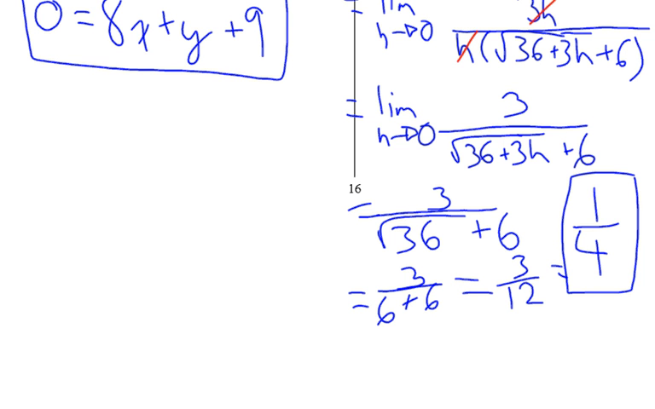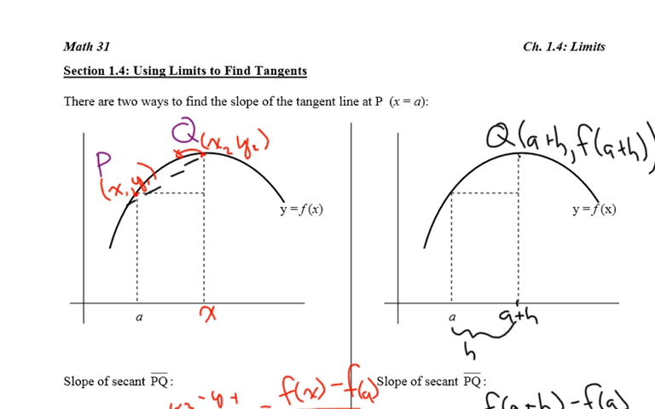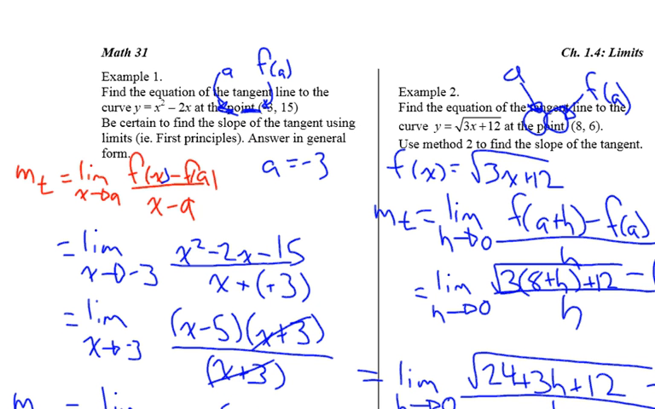Exactly, yeah. So in this case, h always approaches 0, because once again, it's that difference between those two. So our value of a, we just took it right from the point that we were given. We want to find the slope at this point, and our value of a will always be that x value there.